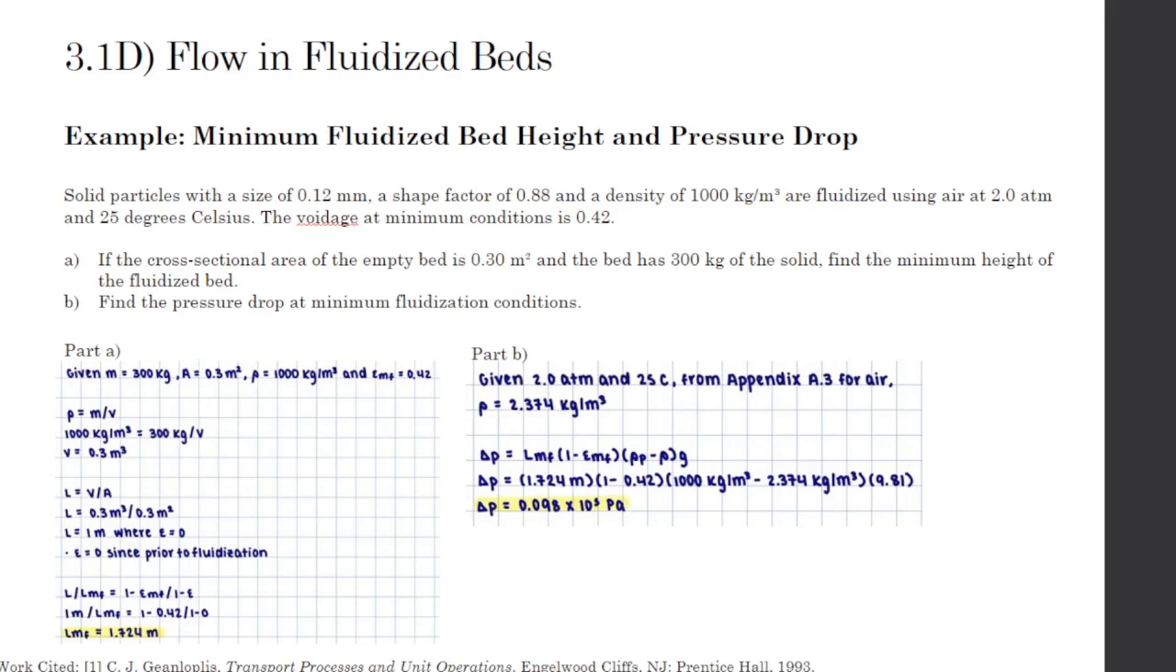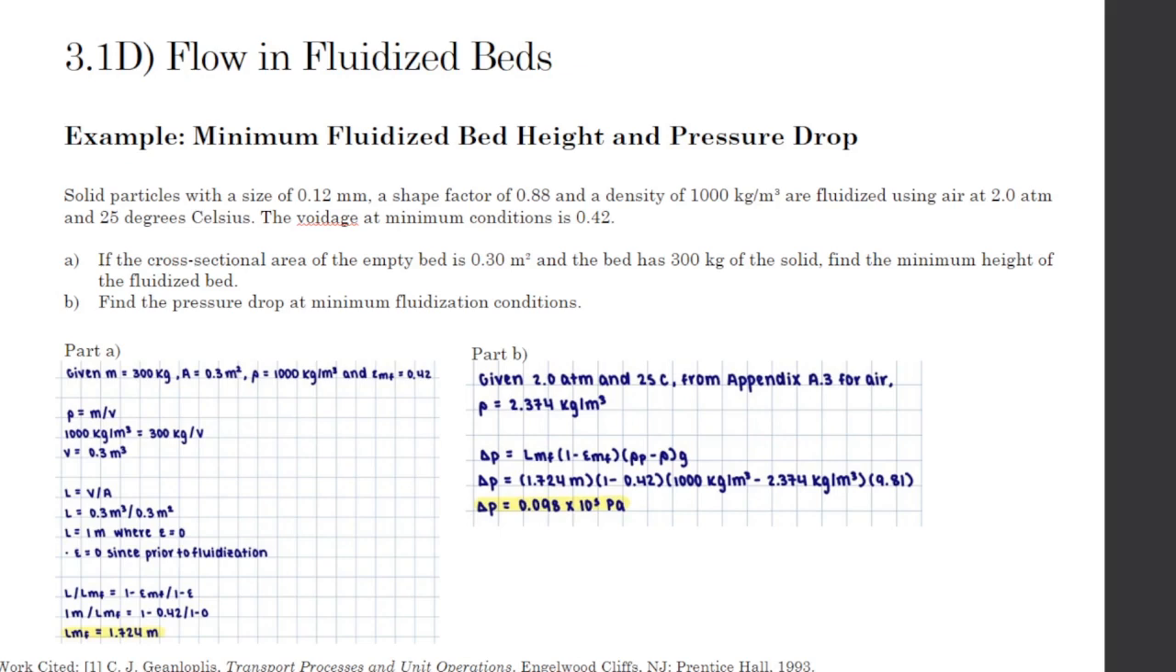And if you plug in 1.724, which is what we got from part A, into here, 0.42 for epsilon MF, and then the 1,000 kilograms per meter cubed minus the 2.374 kilograms per meter cubed, you get that the pressure drop is equal to 0.098 times 10 to the 5th pascals.